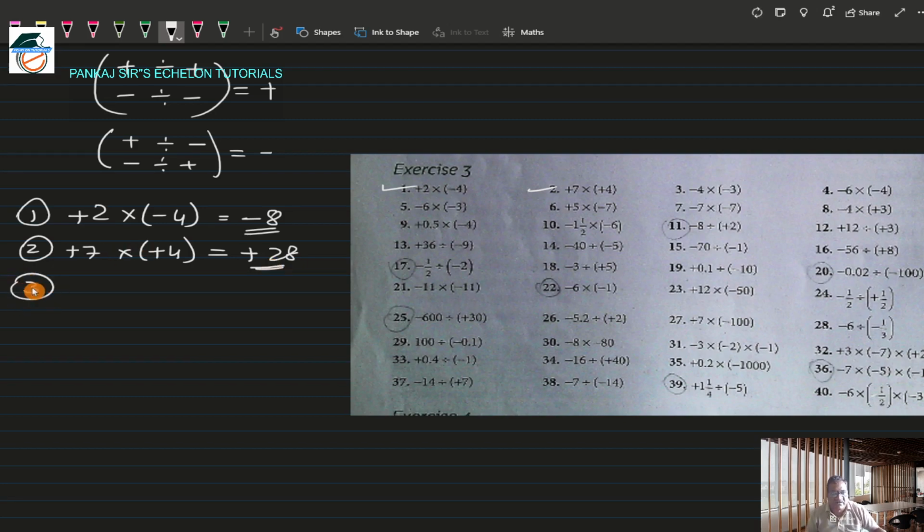Third one, it's minus 4 times minus 3, isn't it? Now minus into minus is plus, and 4 into 3 is 12, so plus 12 is the answer. So simple. Fourth one, minus 6 times minus 4. These are two directed numbers with signs minus and minus, so minus into minus is always plus, and 6 into 4 is 24. So the answer will be plus 24.